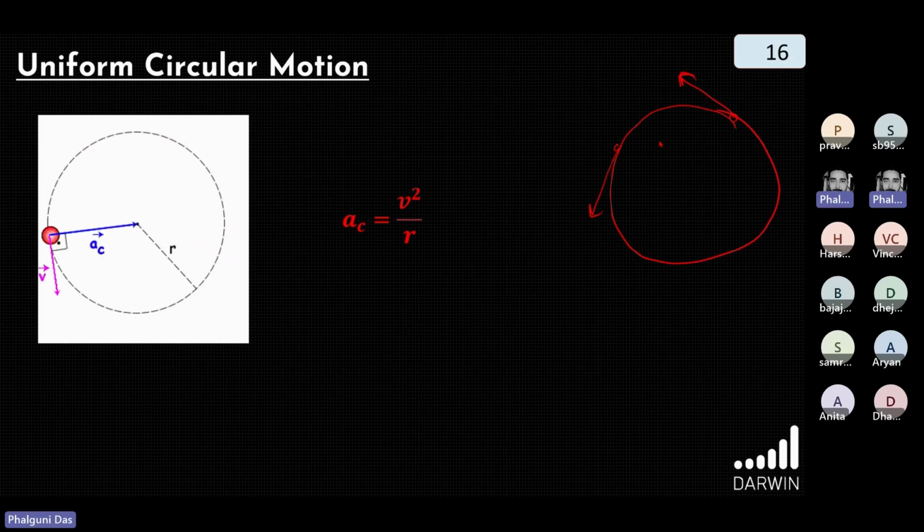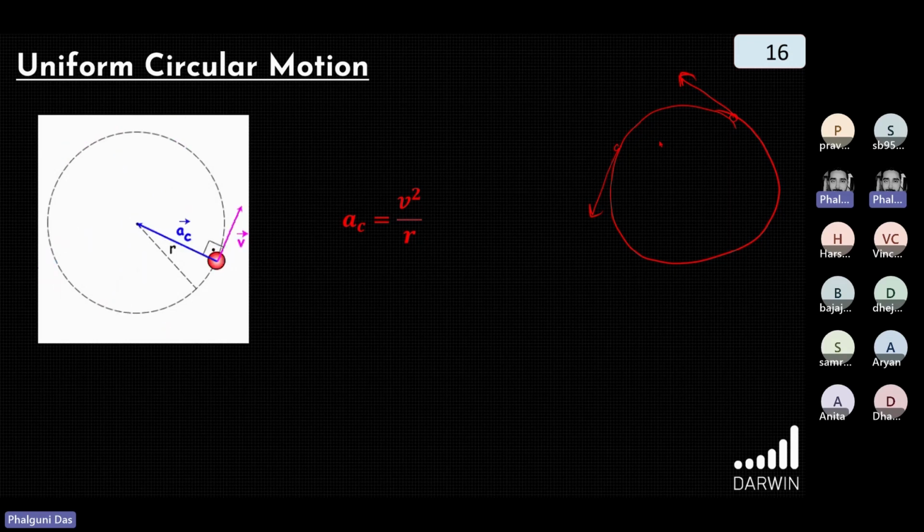So now from the rotating figure, we can point out a few things. Velocity is always in the tangential direction. Acceleration is always towards the center. So this tells us that for a uniform circular motion, the acceleration vector and the velocity vector are perpendicular to each other. Yes or no?